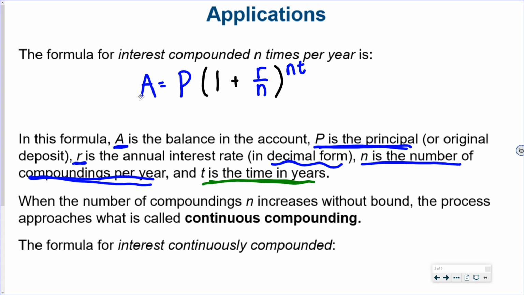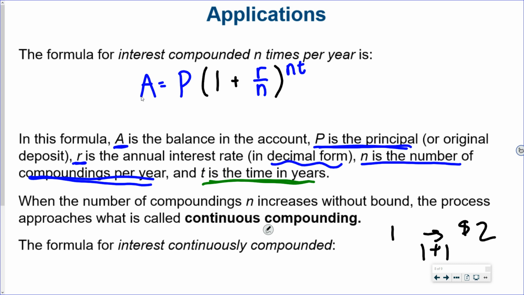Okay, so let's think of a really basic example. Let's say I let you borrow $1 and I said, I'm going to give you a deal, 100% interest rate, but I'm only going to charge you annually, so once a year. So after a whole year, you would owe me the dollar you borrowed plus 100%. You would owe me now $2.